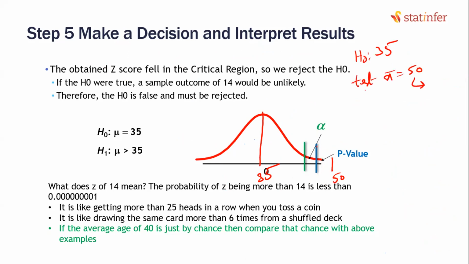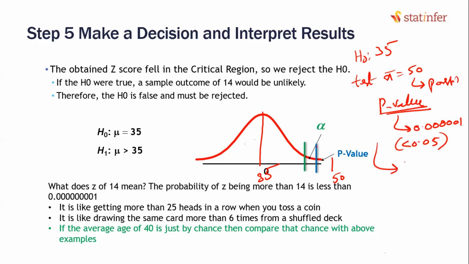Is it possible? Theoretically, yes. But what is the probability, the p-value, for this event to happen? Very, very less. If the p-value is less than 0.05, then what will you do? Accept or reject the null hypothesis? Think about it carefully. Reject.